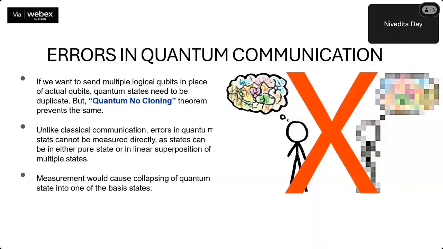The second one is, unlike classical communication, errors in quantum states cannot be measured directly, as states can be either in a pure state form or in a linear superposition of multiple states. I just want to give a pause here.